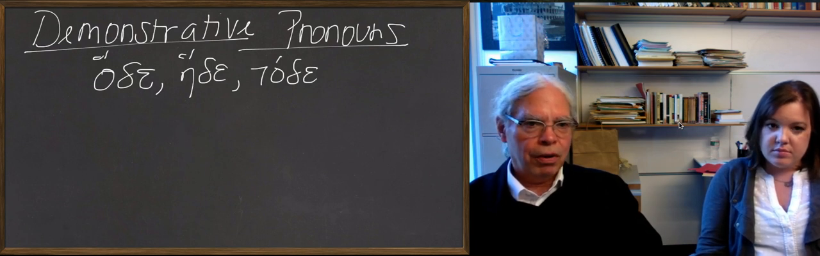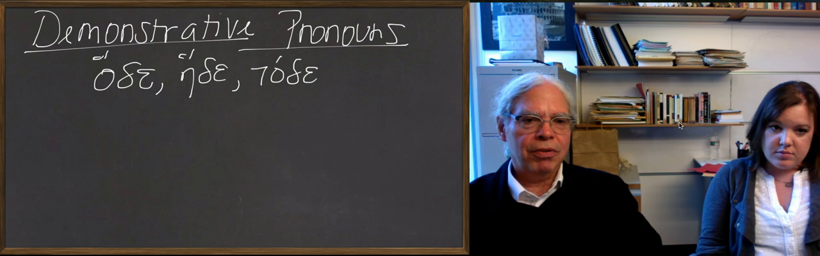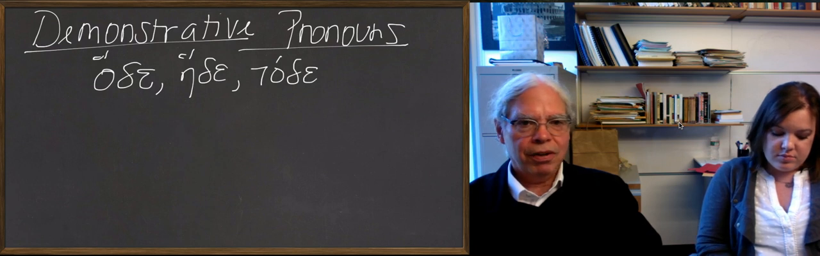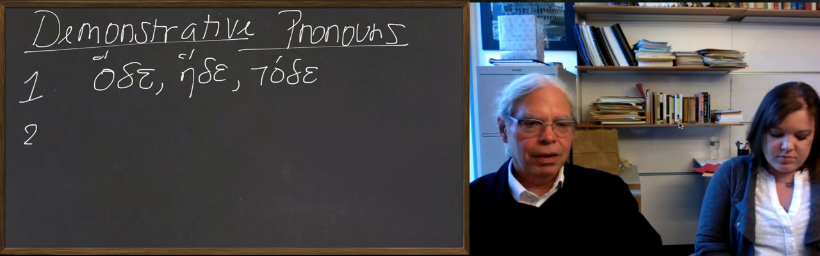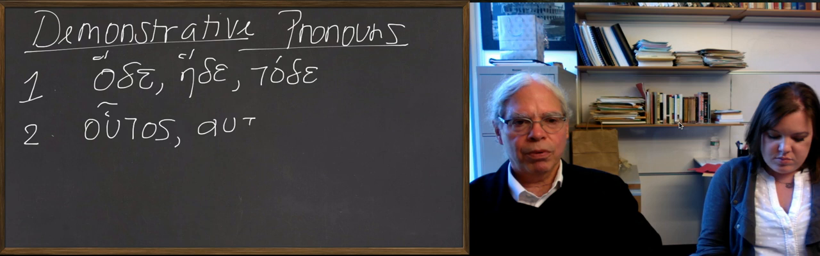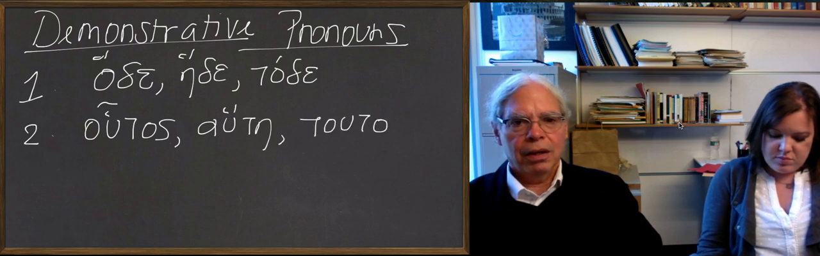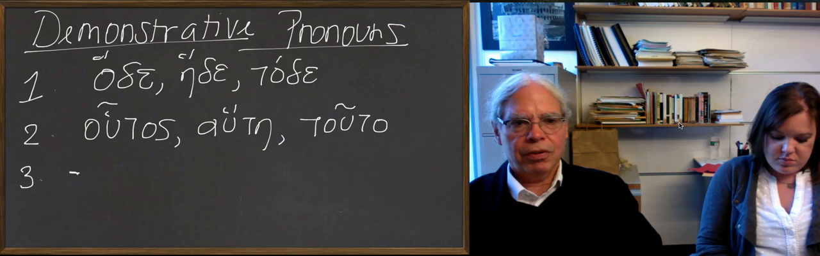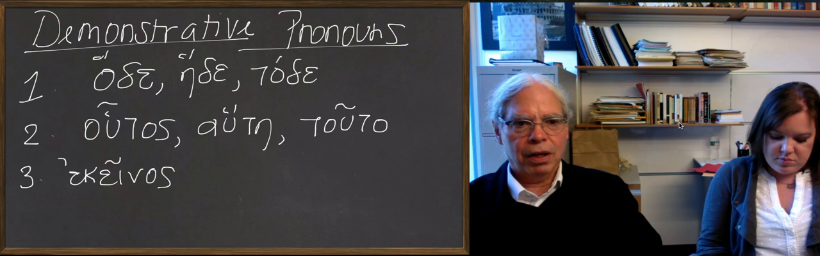So there's hode, hede, tode, which the book translates this, and then there's another word that translates this, which is houtos, haute, touto. I'll talk to you more about the forms of these words in a second, but let's just talk about the meaning. Okay. And there's the third one, ekenos, ekene, ekeno.